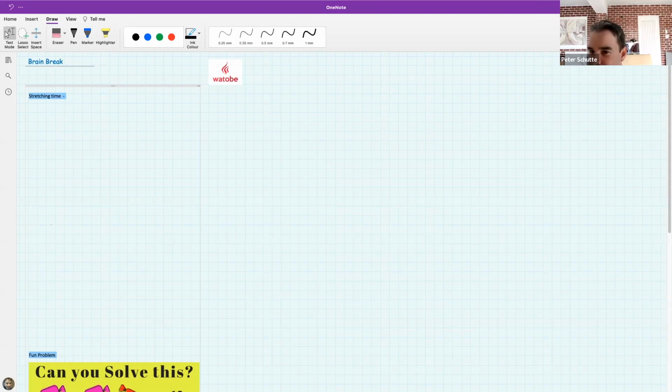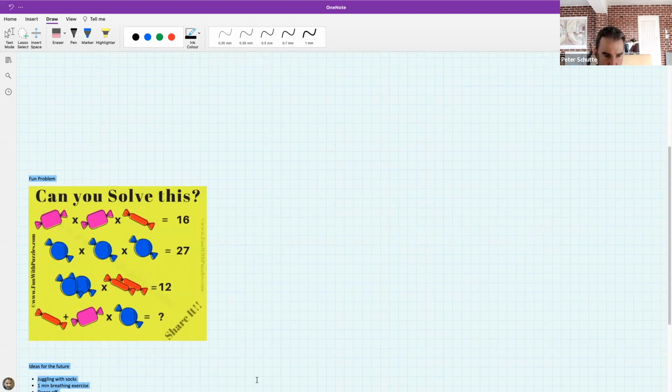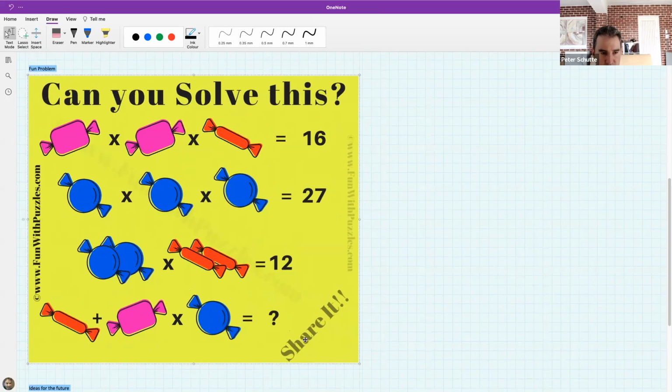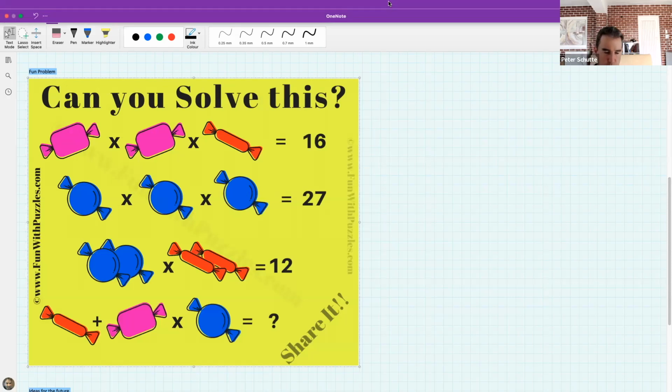So, next part of the lesson is we are going to do a little brain break challenge problem. I don't know if you've seen this one before, but I've given you a series of, well, basically Christmas sweets. And I want to know what a red one plus a purple one times a blue one is. And you have to use your mathematical cunning and knowledge to figure that out.